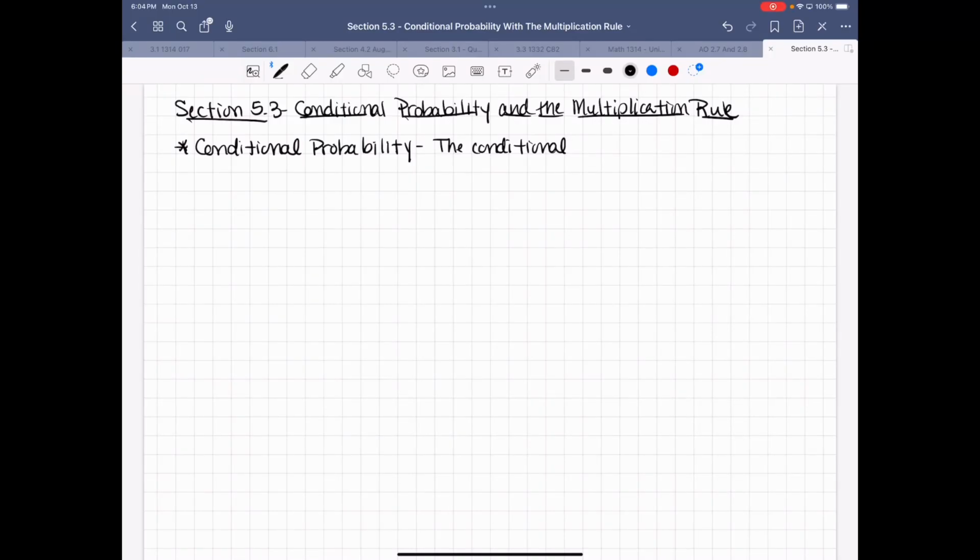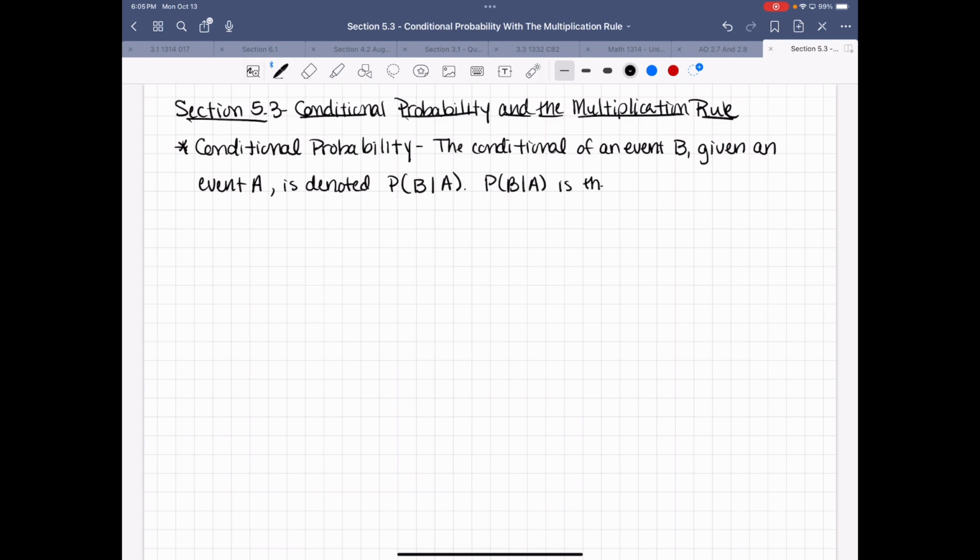Okay, the conditional probability of an event B given an event A is denoted the probability of B. We have this bar, and then we have A. So that's the probability of B given A.